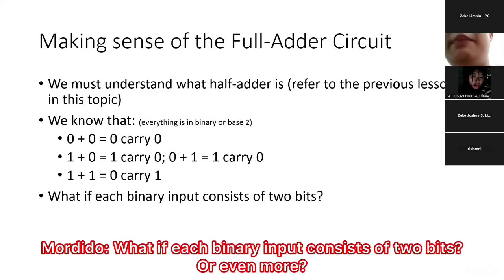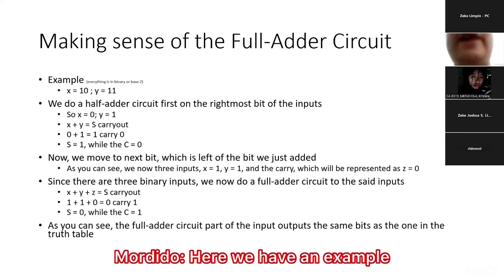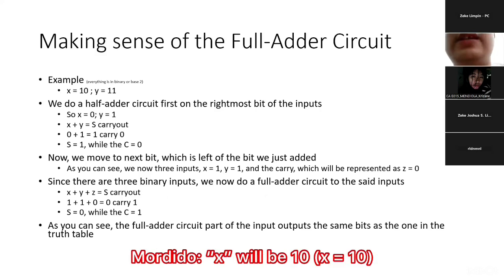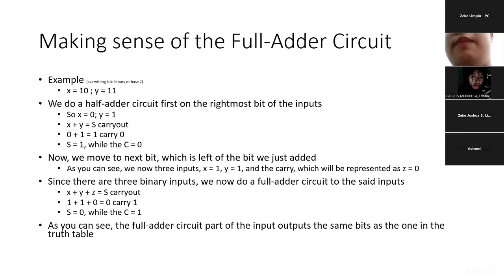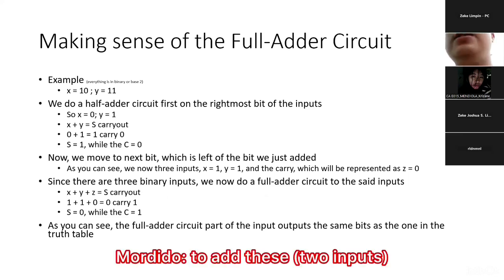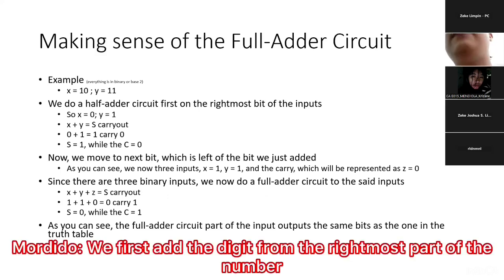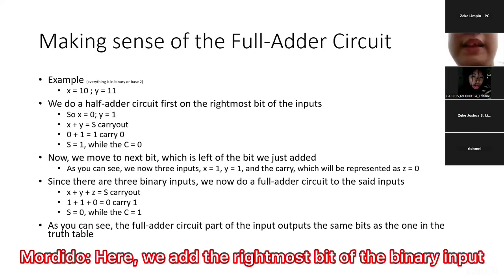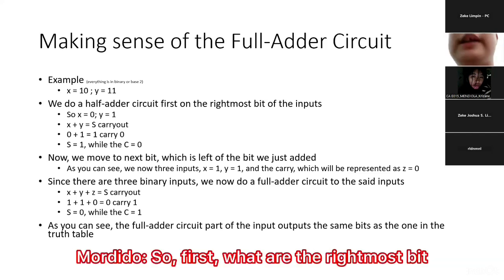What if each binary input comes with 2 bits or even more? That's where the full adder circuit comes in. Here we have an example. X will be equivalent to 1, 0, and y will be equivalent to 1, 1. Now, to add this, we must first go back to what we learned back in our elementary days: we add first the digit from the rightmost part of the number. Here, we add the rightmost bit of the binary input because we're now talking about bits. So first, what are the rightmost bits?